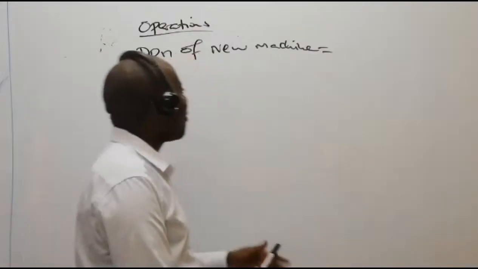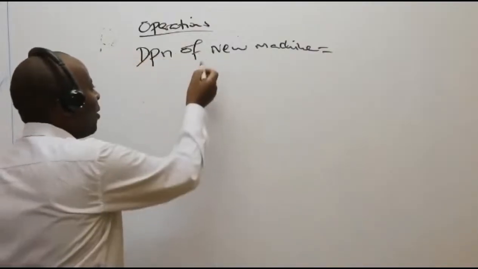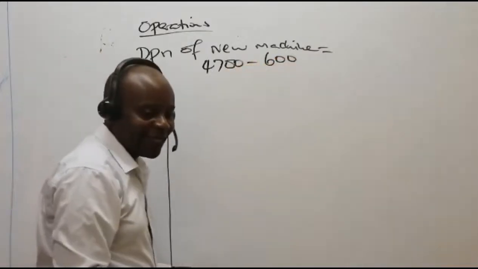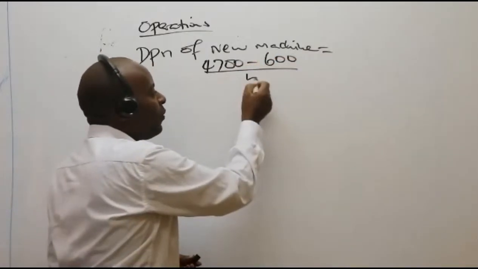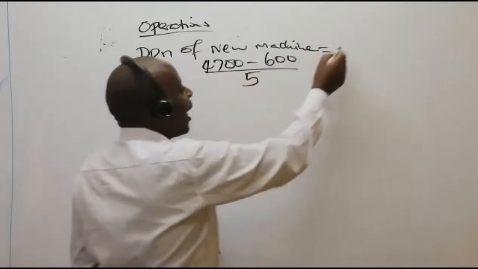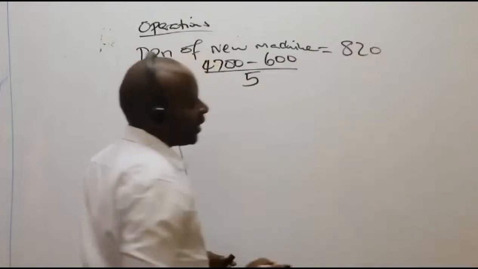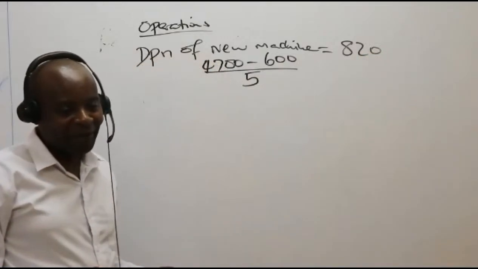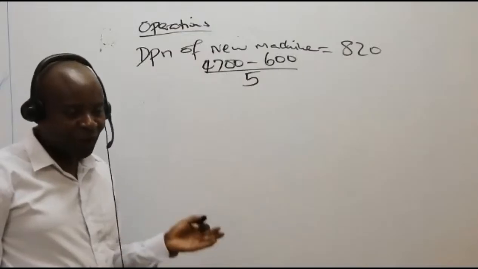So initial cost here is 4,700. They have given us the scrap of 600. Divide by the number of years, which is 5. Which somebody tells me they are getting a figure of what here? 820. They're getting a figure of 820. That is the depreciation of the new machine.